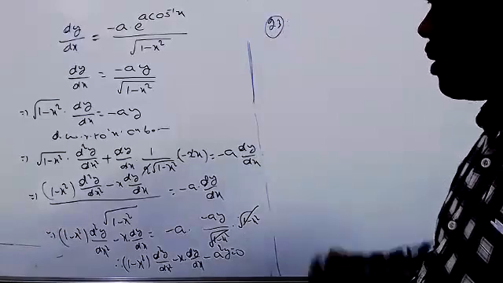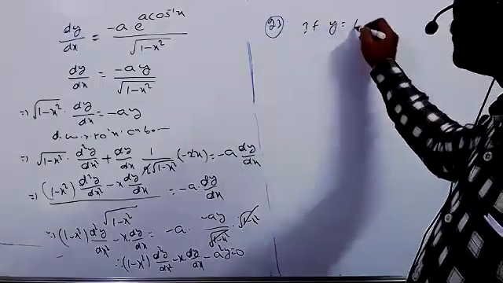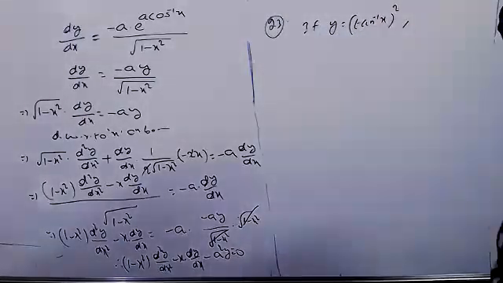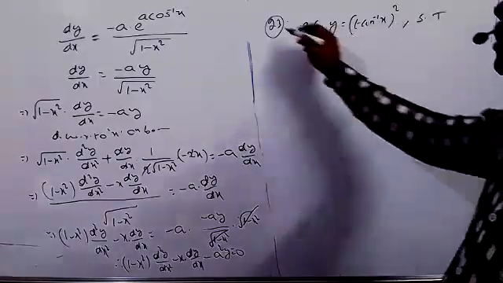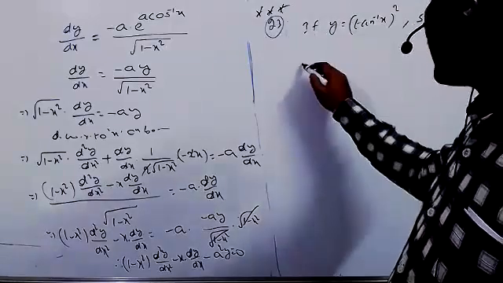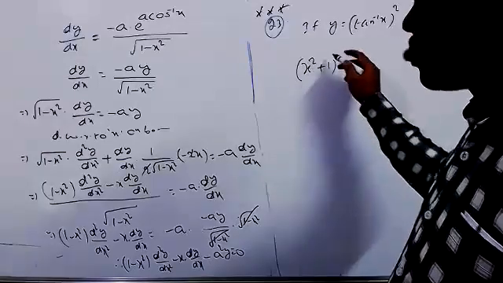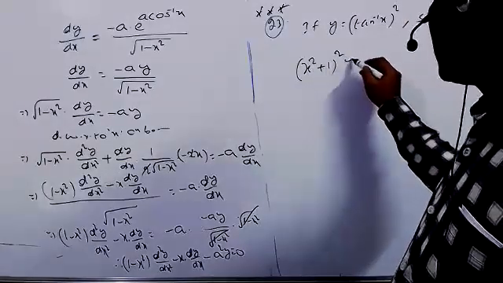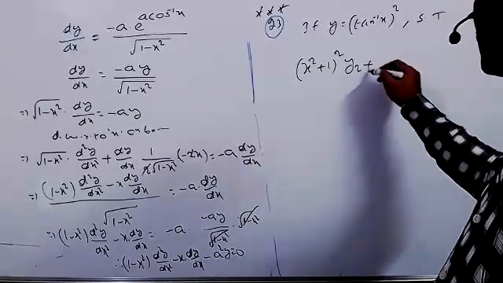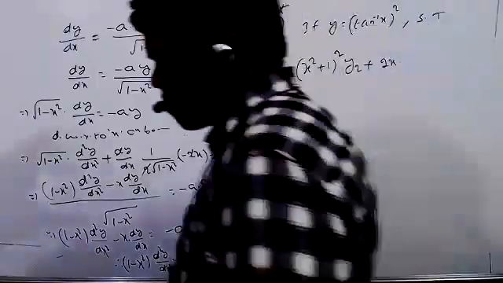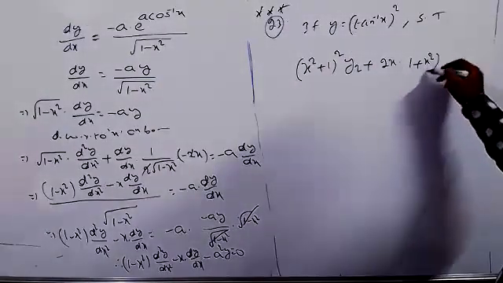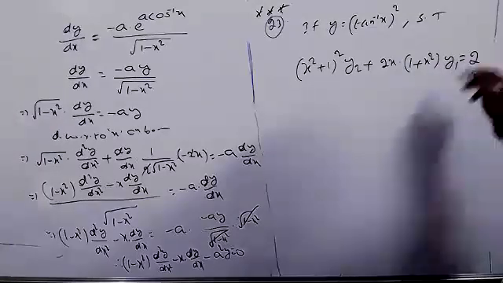Question 23. If y equals tan inverse of x whole square, show that, it is also important for you, remember that, show that x square plus 1 whole square into y2 plus 2x into 1 plus x square into y1 equals 2.